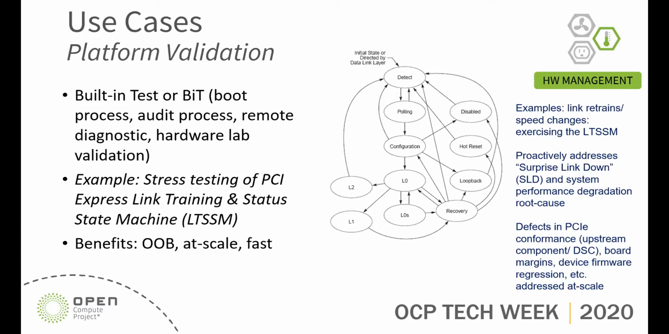And one of the methodologies per the PCI SIG is to iteratively do a bunch of link retrains and speed changes, hundreds, thousands, 10,000 times, 100,000 times, and try to catch deficiencies in either the link training and status state machine, variabilities in the margins, as part of the hardware design and layout. You want to avoid the surprise link down and system performance degradation, right? And so you want to catch this in the lab before you go live.